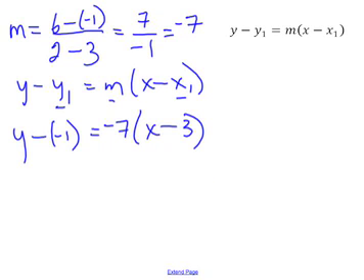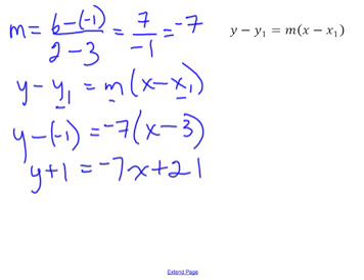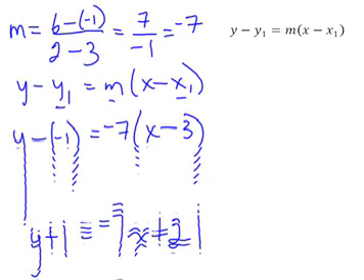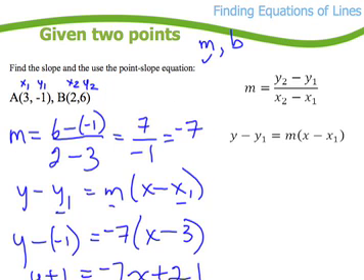So now I need to simplify that. y minus a negative 1, that'll be y plus 1. Distributive property, negative 7x plus 21. Not in the right format yet. I have to subtract 1 on both sides. So I get y equals negative 7x plus 21 minus 1, which is 20. Now I've got it in the right format. My slope is negative 7, as I knew, and my y-intercept is positive 20. So that's how I can find the equation of a line if I'm given 2 points that it crosses through. Find the slope first, then use my slope-intercept formula.